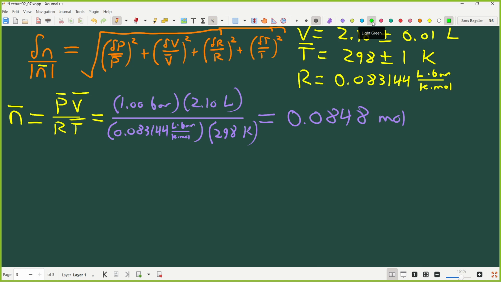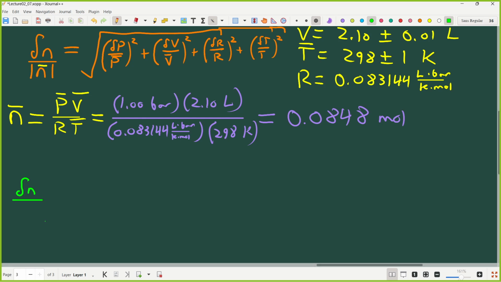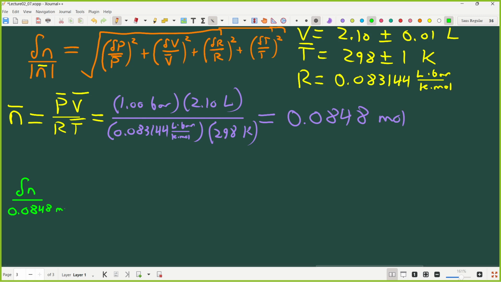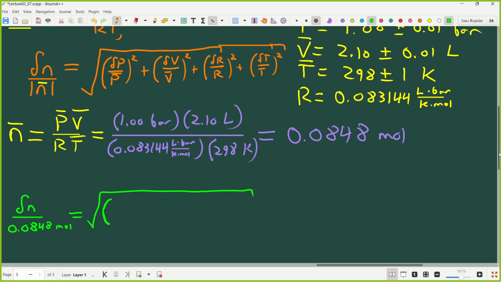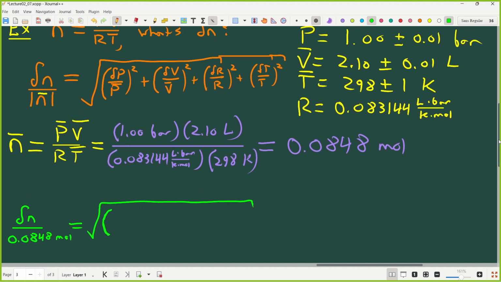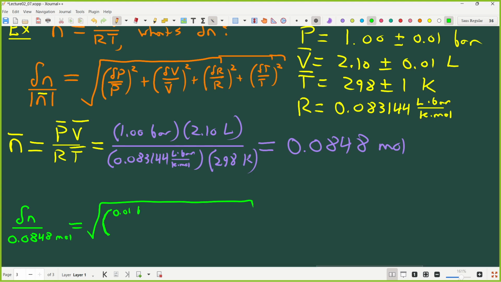Right? We have all the values that are in this equation for the uncertainty. We just need to put everything in and solve for dn. So dn divided by the value of n we measure, which is 0.0848 mole, is equal to the square root of, let's do the pressure first. That's the uncertainty of the pressure divided by the value of the pressure. So that's going to be 0.01 bar divided by 1.00 bar, squared.